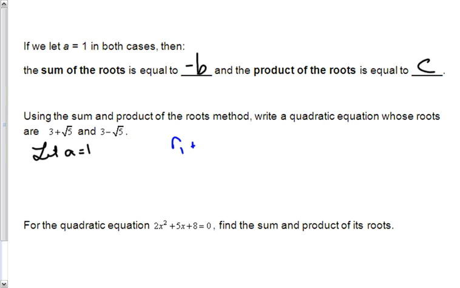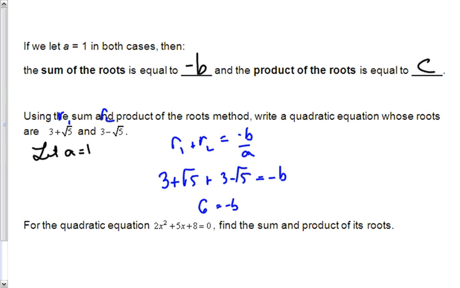Root 1 plus root 2, that's coming from negative b over a, right? Well, we have the roots. This is root 1, and that's root 2, or root, for Mrs. Stover. 3 plus the square root of 5 plus 3 minus the square root of 5. Well, that's going to equal negative b. But we've already declared what a is. It's 1, so I don't have to put anything down here. And look, isn't this super nice that the square root's gone away? I'm left with 6 equals negative b. So what does b equal? It's just negative 6.